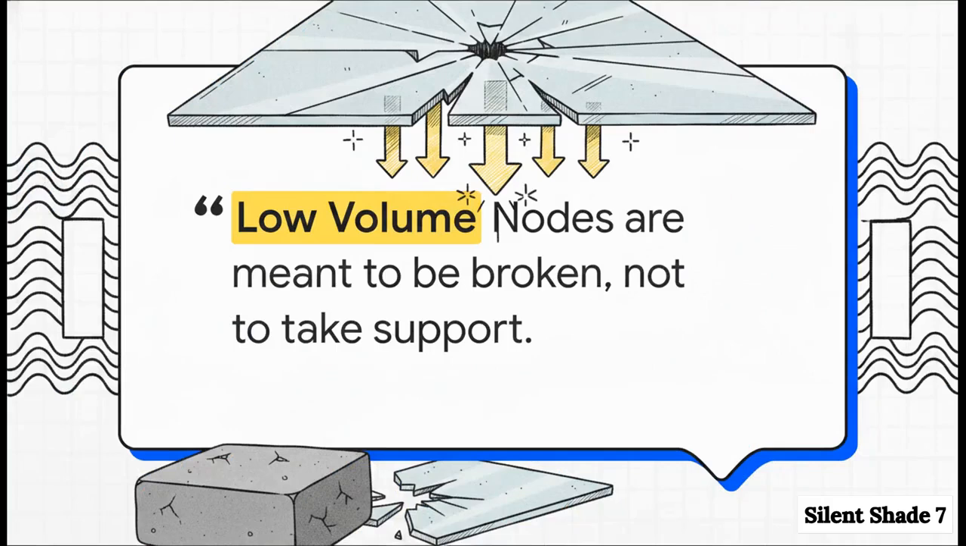Listen, this right here is probably the single biggest mistake retail traders make. Low volume nodes are meant to be broken, not to take support. Traders see the price dropping toward an LVN and they immediately think, perfect, support. But guys, an LVN is literally an area of zero historical interest. It is not a concrete floor. It's a fragile glass floor. The market designed it to shatter.